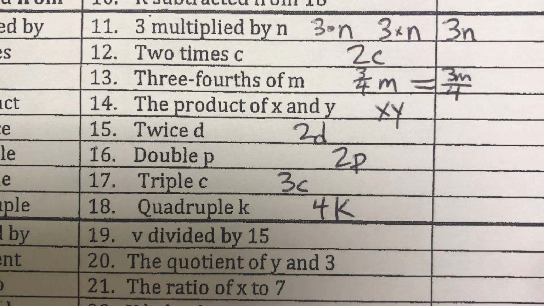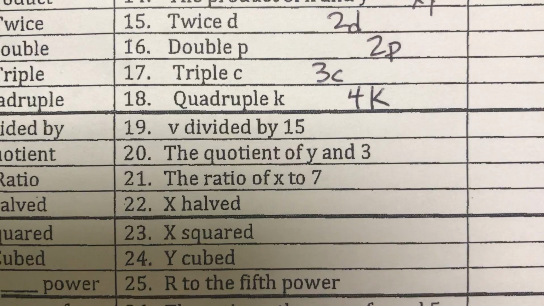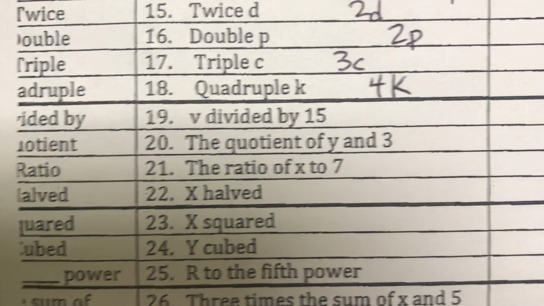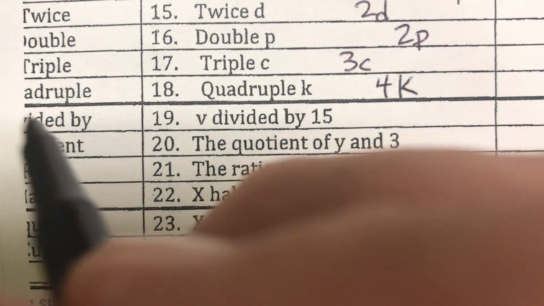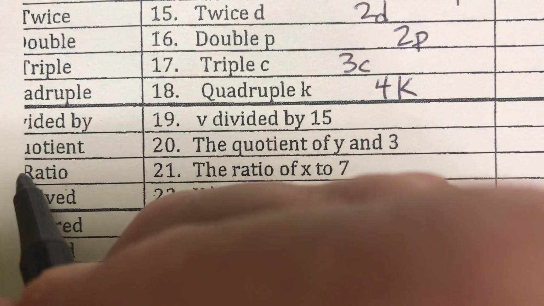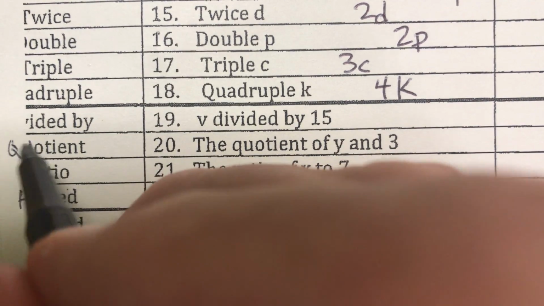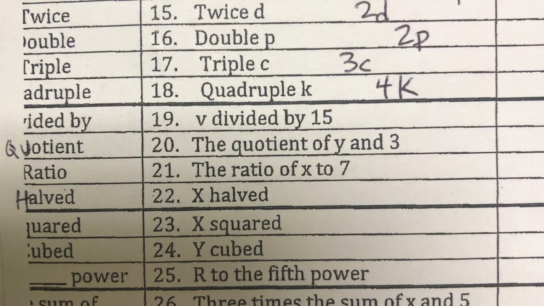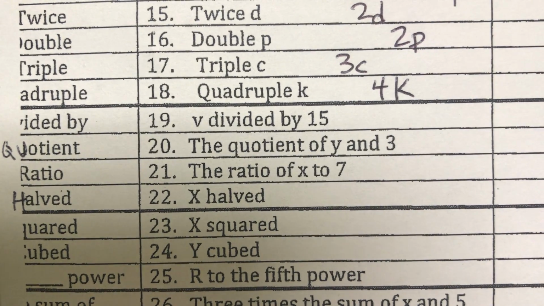Next, we're going to talk about division. There are different ways to say that we are dividing things. You can say divided by, quotient, ratio, halved. All of these things mean that we are doing division. v divided by 15.